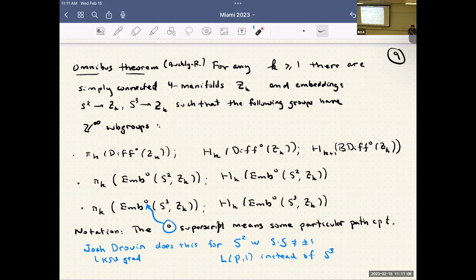And so, Dave's PhD student, Josh Ruberman, does this for spheres with other self-intersections. Here, actually, this is a holdover from some previous setting. So he does this for spheres of other self-intersections, and instead of looking at embeddings of the three-sphere, he looks at embeddings of lens spaces. So he gets some interesting results that way.